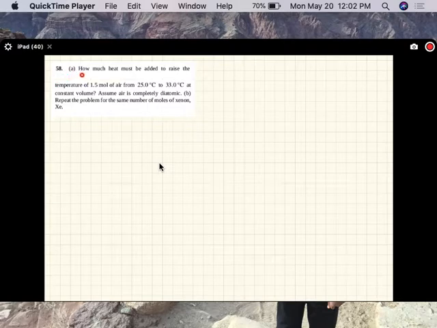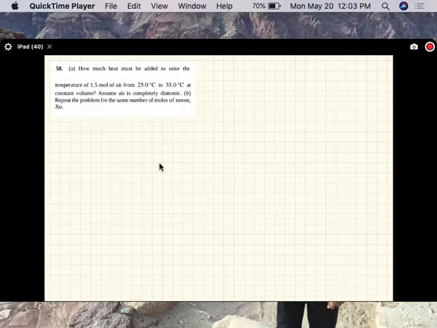Okay, so this problem says: how much heat must be added to raise the temperature of 1.5 mole of air from 25 degrees Celsius to 33 degrees Celsius at constant volume? Assume air is completely diatomic. Repeat the problem for the same number of moles of xenon.